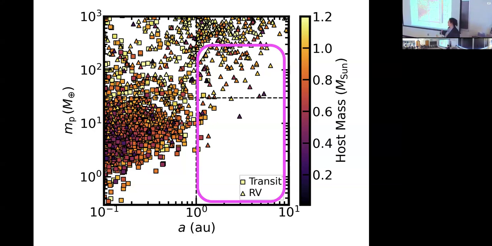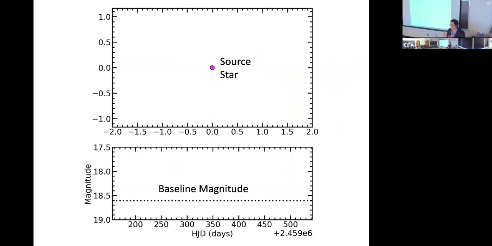And so microlensing as a technique, those detections really complement what we get from the more prolific radial velocity and transiting methods. So what is microlensing?